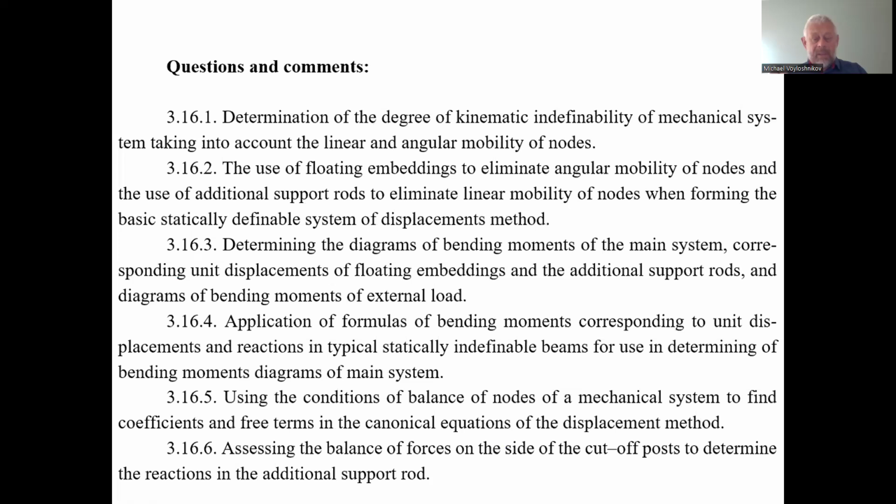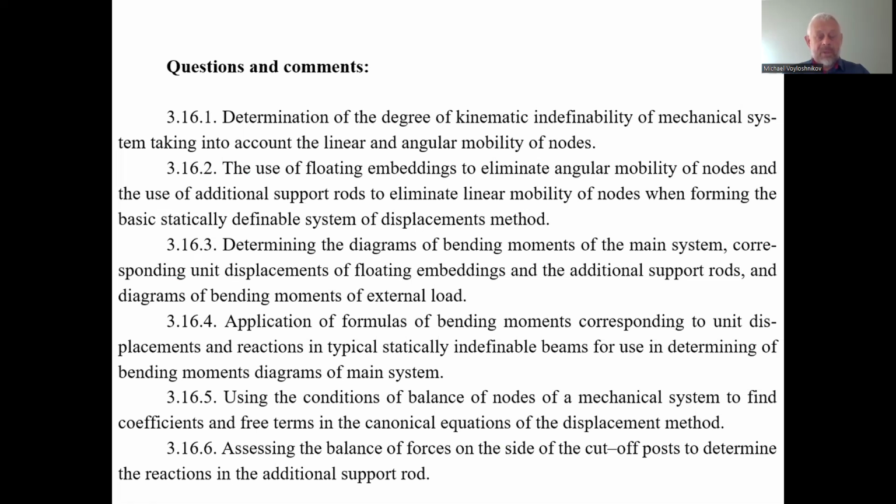There are very many options of the loads, and this is very helpful for determining the diagrams of the bending moments, transverse forces and support reactions for the single span two supported beams as elements of the statically indefinable mechanical systems. 3.16.1, determination of the degree of kinematic indefinability of a mechanical system, taking into account the linear and angular mobility of nodes.